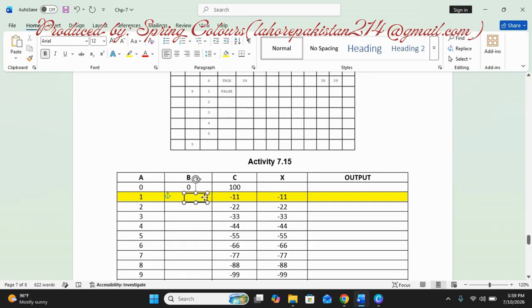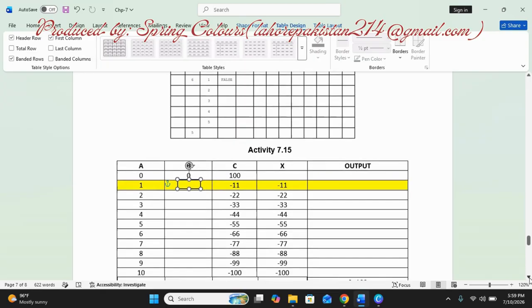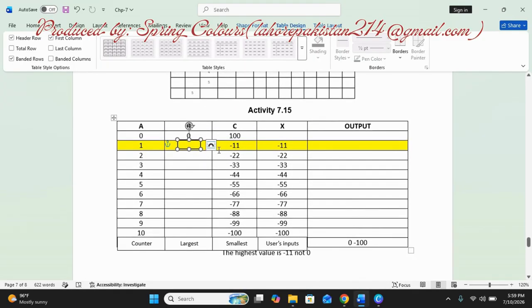This minus 11 is compared with B, and it is lesser, because negative values are lesser than 0. As it is lesser than 0, it will not be stored in B, because B is storing largest values. Then minus 11 will be compared with C. It is smaller than 100, and as C is storing smallest values, minus 11 will be given to C, 100 will be replaced, and the counter will increase from 0 to 1.